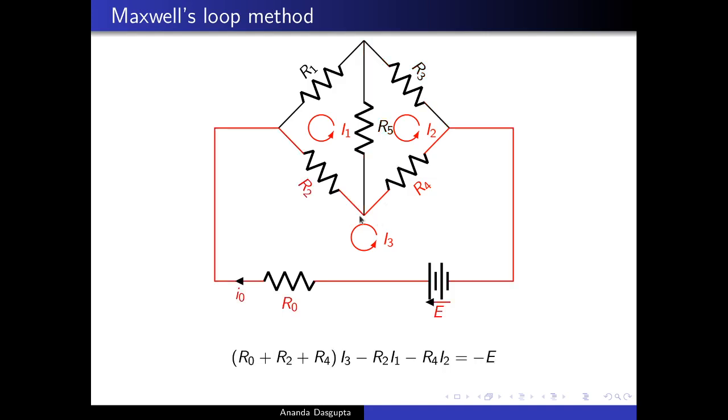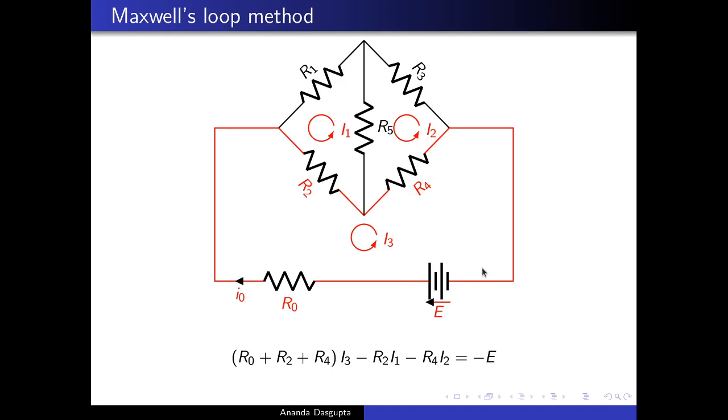You just, for example, when you're looking at this loop, the three resistances R0, R2 and R4. So R0 plus R2 plus R4 into I3. Minus R2 I1 because that's an adjoining loop. Minus R4 I2 because that's another adjoining loop. So that's the net voltage drop, which has to be equal to the net voltage rise. And then all you have to worry about is when you're going around this loop this way, which way are you going? Here you're going from positive to negative of the battery. So that's the voltage drop.